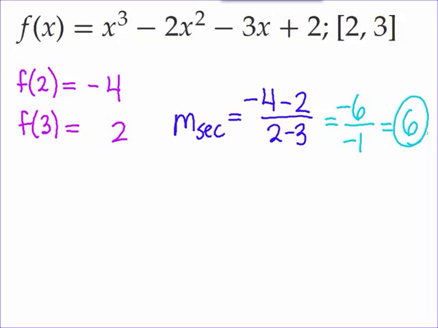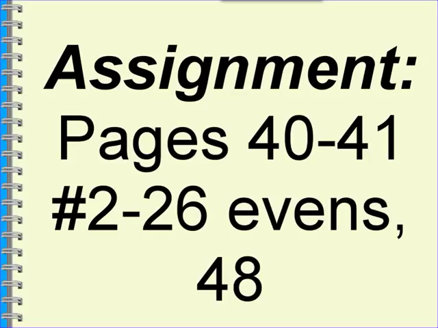So, once again, we went over increasing, decreasing, constant. We went over max and mins. And then now we went over average rate of change today. That is less than 1/4. Okay, so 2 through 26, the evens, and number 48. And that is due tomorrow. Okay, so 2 through 26.